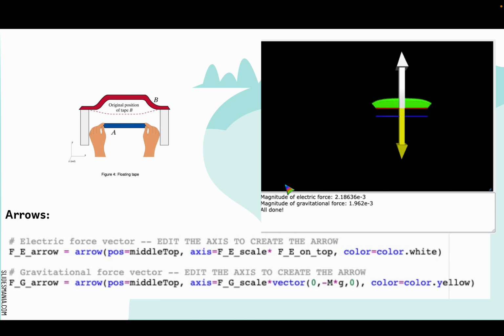And here's the result of my experiment. You can see that there are two arrows on my top tape, and they are basically of equal magnitude, which means that the electric force on top tape is equal to the gravitational force on top tape in magnitude.